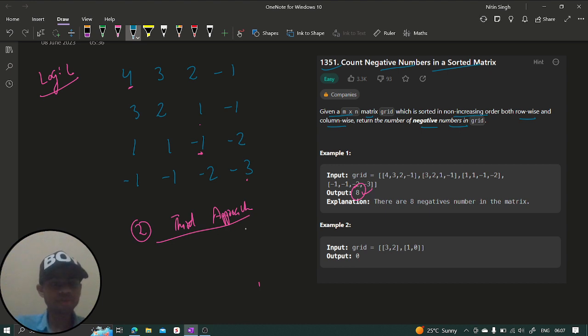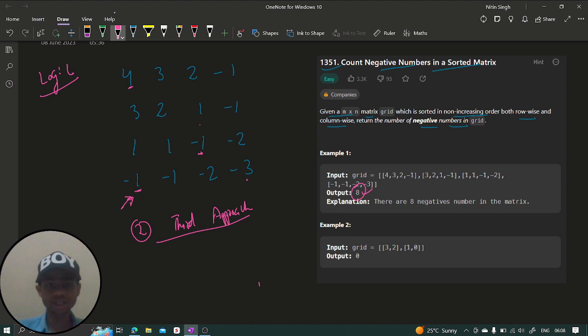We have to start not from this cell, not from 0. We have to start from the last, the left and bottom side. So here we are going to start, and here we are going to check it. If this is negative, then add all the numbers. We are taking the previous case as well, meaning if it is negative, we are going to add all the numbers in the column which are next to it.